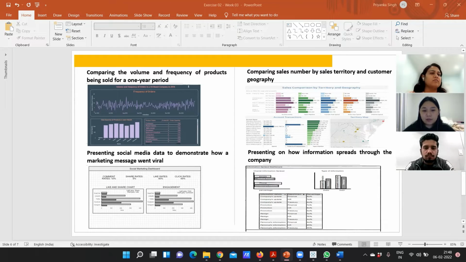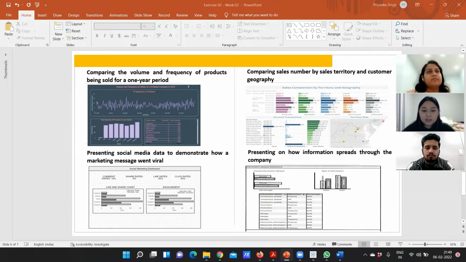And then the third chart, on the top right side, we are comparing sales numbers by sales territory and customer geography. On the top part, we show the salesperson's name, the number of sales, and the territory. And then in the bottom part, we have a pivot table to show the details, like which customer we sold to and how much the sales were. And then on the right side, we show the territory map. You can click on the map and it will show who the sales representative is and how much they made in sales.